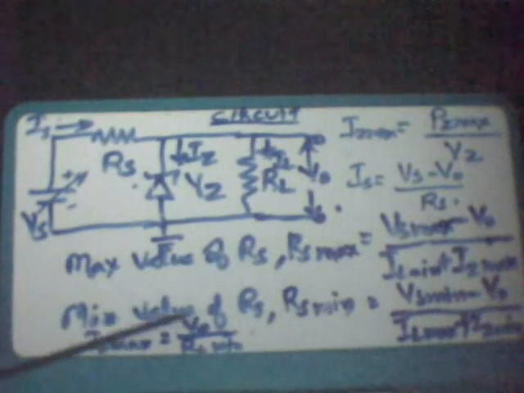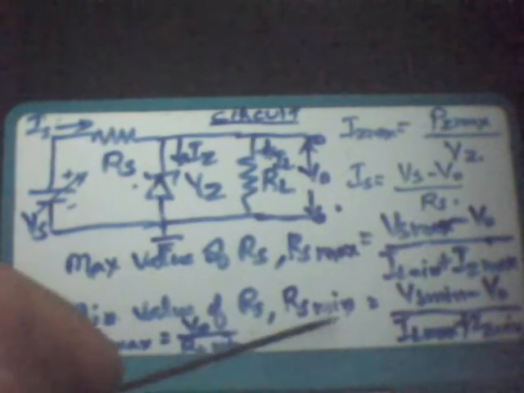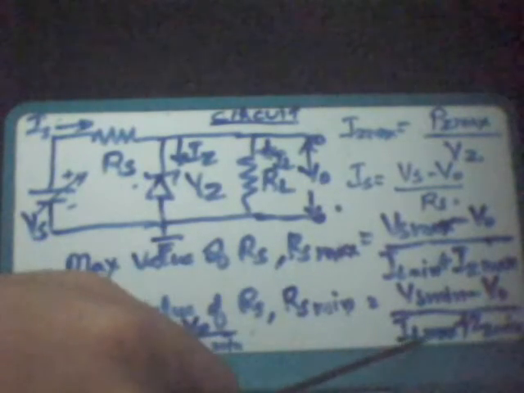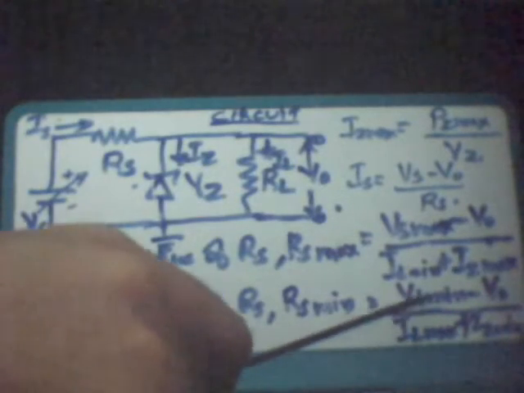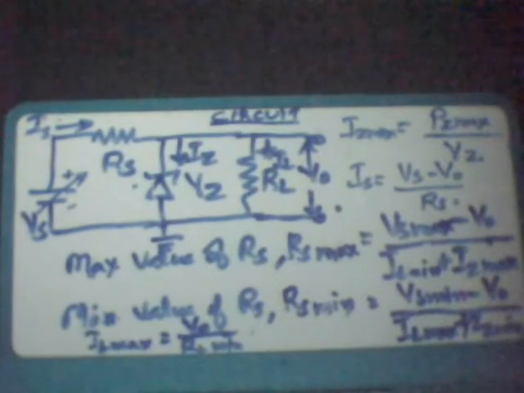The maximum value, Rs max, is equal to (Vs max minus V0) by (IL minimum plus Iz max). This means that Vs will be having a maximum value. The minimum value, Rs minimum, is equal to (Vs minimum minus V0) by (IL max plus Iz minimum). That happens when Vs has a minimum value.